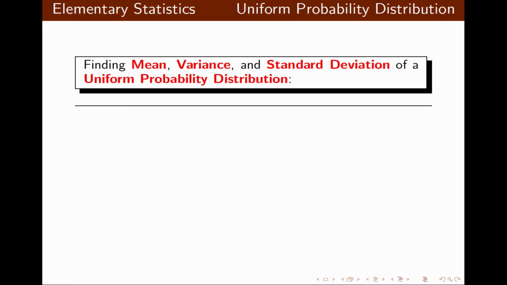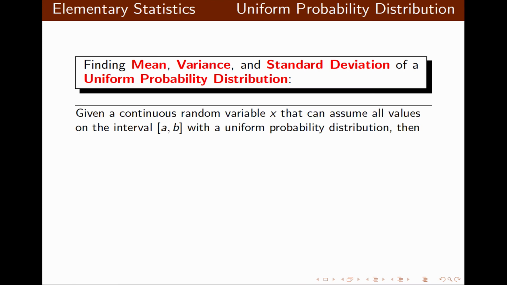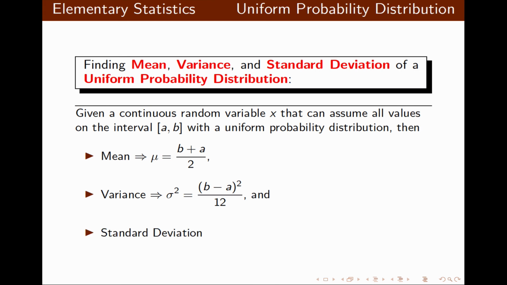Now let's find the mean, variance, and standard deviation of a uniform probability distribution. So we have a continuous random variable X for all values in the interval AB with a uniform probability distribution. The mean is B plus A divided by 2. The variance, sigma squared, is B minus A, quantity squared, divided by 12. And the standard deviation, sigma, is always the square root of the variance, sigma squared. So we have the mean mu, variance sigma squared, and standard deviation sigma.